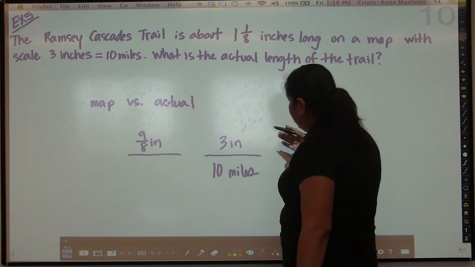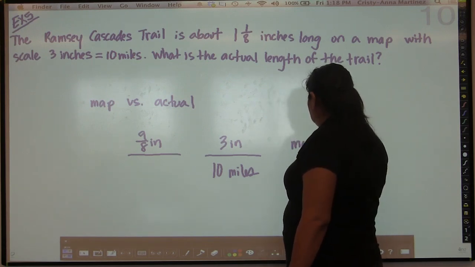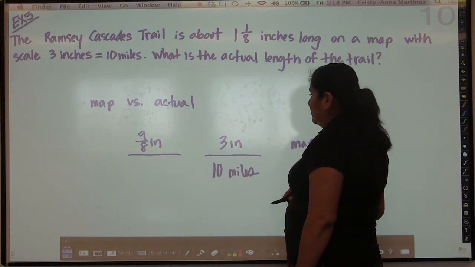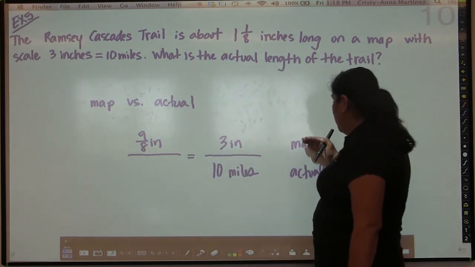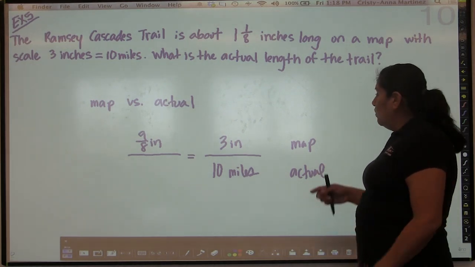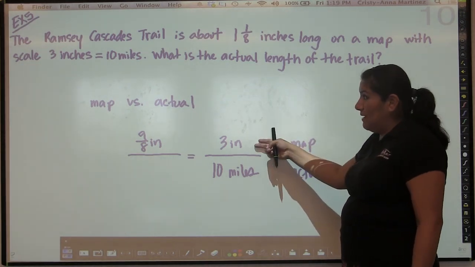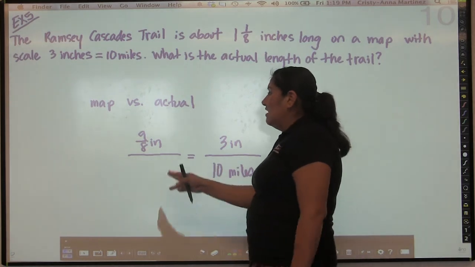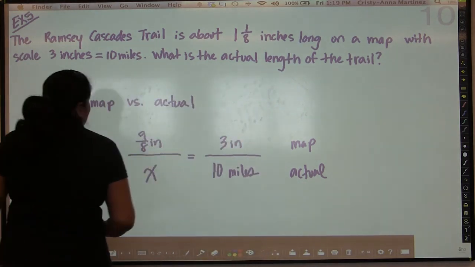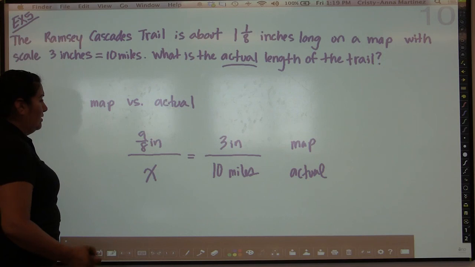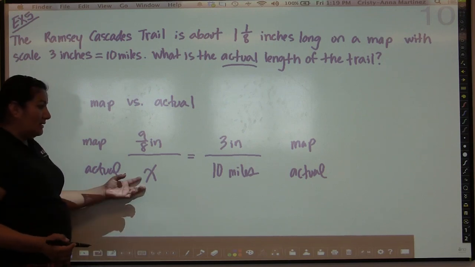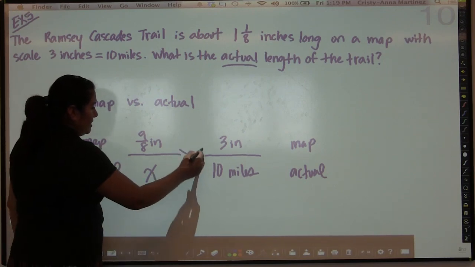So what I've done here is on the top of my fractions, I've placed the map measurements. And on the bottom of the fractions, I've placed the actual measurements. Okay, so it doesn't really matter which one goes on top and which one goes on bottom. You could do actual over map or map over actual. But what does matter is that you're consistent. So once I've decided that map goes on top with the 3 inches on the map, 10 miles in actuality, then on the other side, the 9/8 inches, which is on the map, has to coincide with x on the bottom for actual. It's asking us what is the actual length of the trail. So again, over here, this is the map measurement, and I'm looking for the actual. I don't know what that is, so when I don't know what it is, I call it x. And now I have a proportion, and I can solve it very easily.